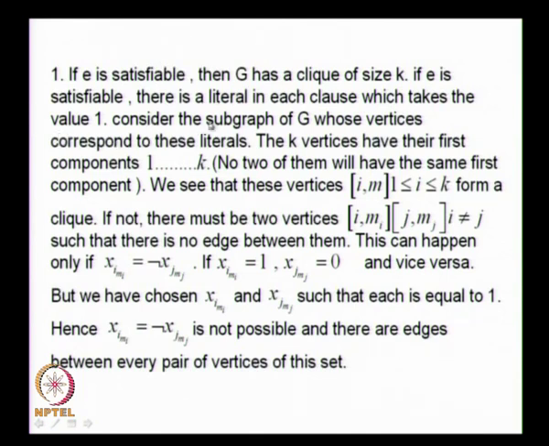Now, you construct a graph from E, and in this you consider the subgraph of G whose vertices correspond to the literals which take the value 1. In each class we have at least one literal taking the value 1. Take one literal from each class which has the value 1. Consider the subgraph of G corresponding to those vertices. We will find that it is a clique. It is a complete subgraph.